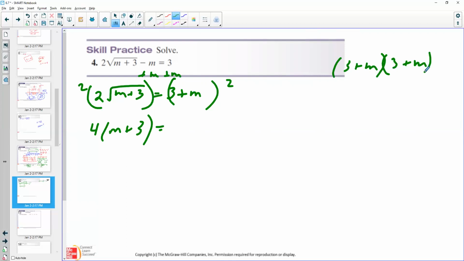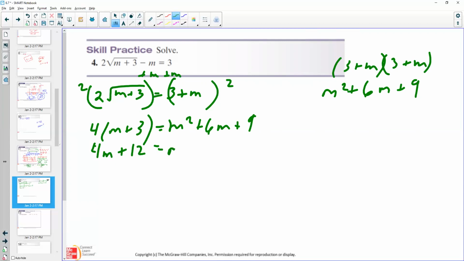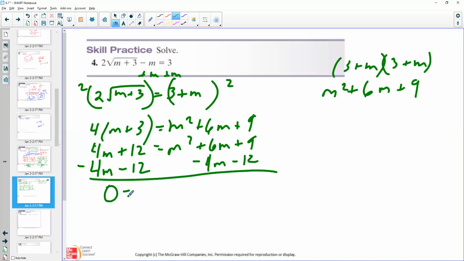It's going to get me m squared plus 6m plus 9, just like the last one, right? M squared plus 6m plus 9. That's just going to be 4m plus 12 over here. Now I'm going to move the 4m and the 12 over to the other side. All right, that's going to give me 0 on the left and m squared plus 2m minus 3 on the right.